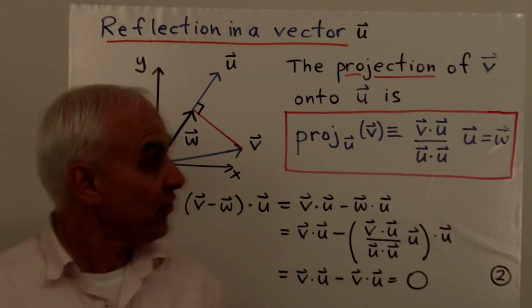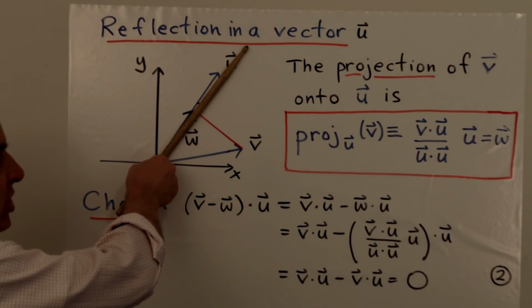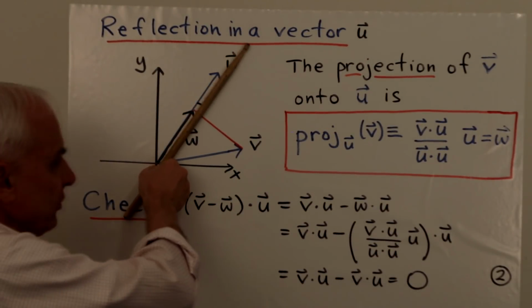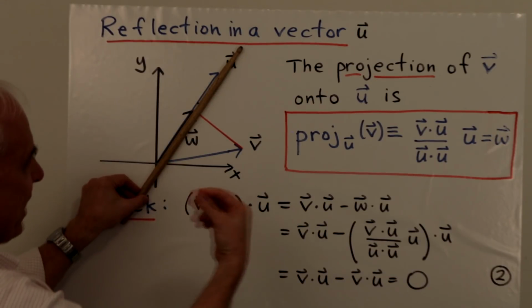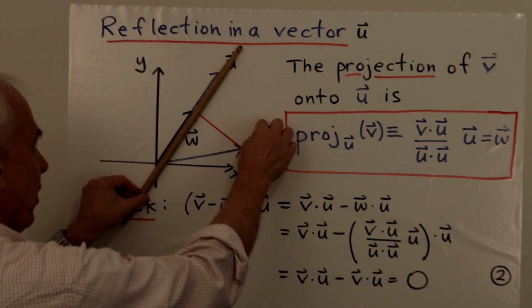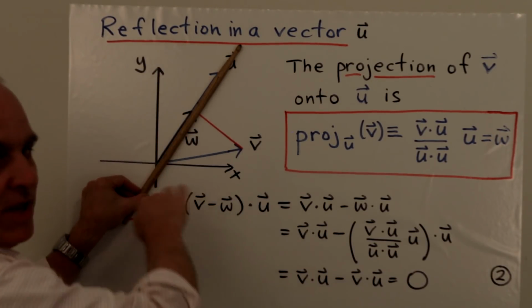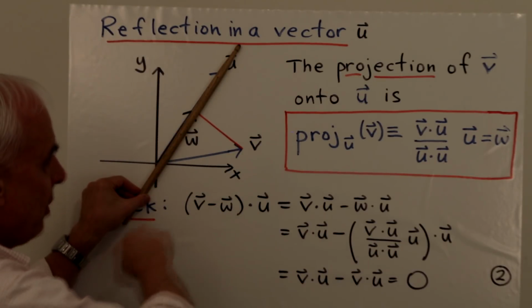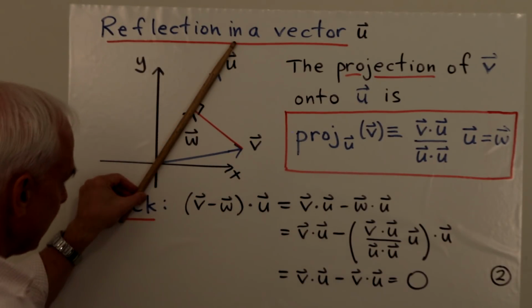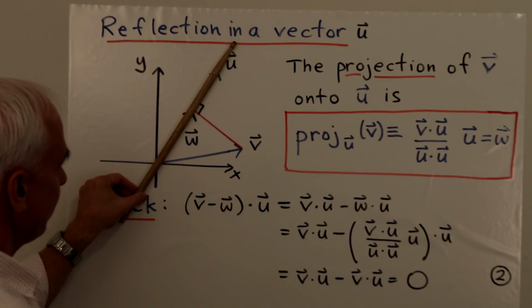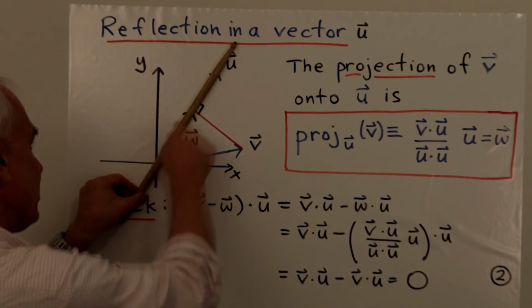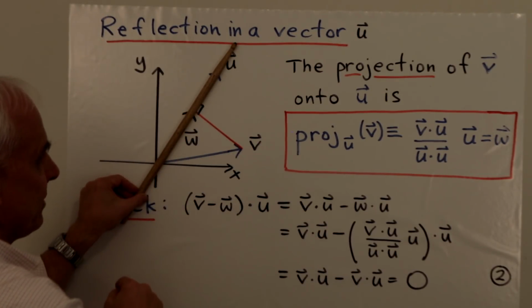So let's move towards this idea of understanding reflections in a vector u. Here's a vector u. We want to understand how to get at the transformation that takes a point here and sends it to the mirror image on the other side of that vector, where the vector is centered at the origin. So in particular, the points on this line would be fixed.